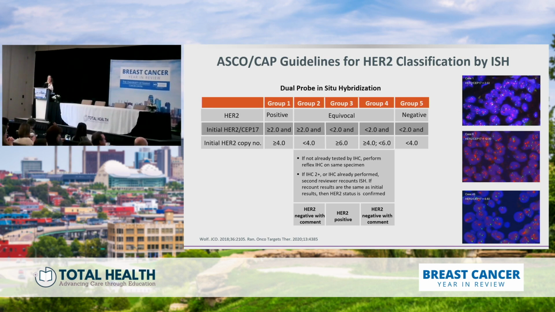The top is a normal ratio of 2. The one below it is just over 12, and the one at the bottom is 6. So you can see how those probes light up, and initially it was just about the ratio of HER2 to CEP17 with the 2 cutoff, but then several years ago the guidelines were updated to include copy number as part of the definition, as you see there in that bottom row.